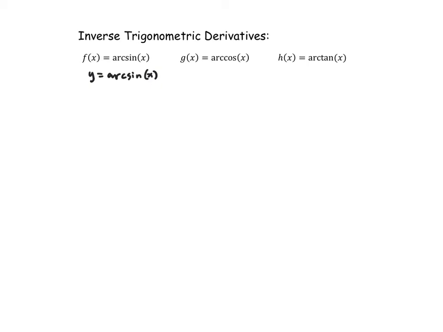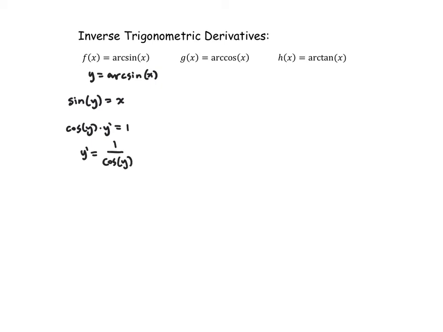So the inverse of arcsine is sine. I'm going to take the sine of both sides. That gives me sine of y equals x. And now I do know what the derivative of sine is, so I can use implicit differentiation to take the derivative and work this out. I'm going to take the derivative of sine of y. That will be cosine of y times y prime, and the derivative of x is 1. Therefore, y prime is equal to 1 over the cosine of y.